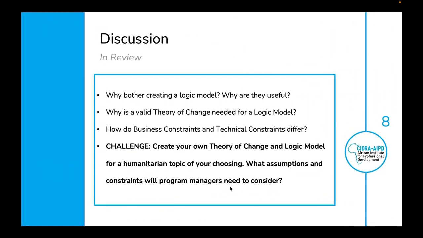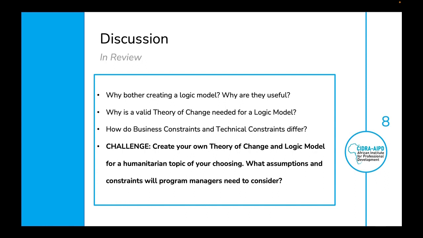Now we're going to be looking at some discussion questions. So in review, why bother creating a logic model? Why are they useful? There could be a lot of answers for this, but you really need to tie it back to the stakeholders. How do stakeholders really benefit from a logic model?